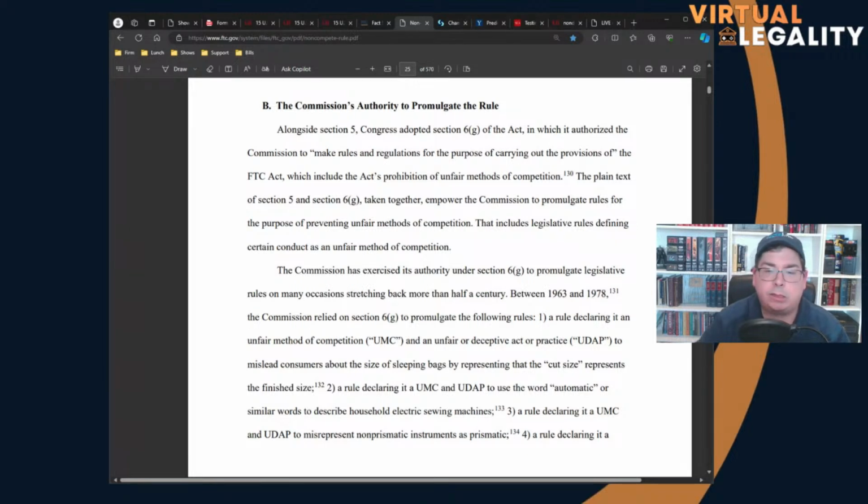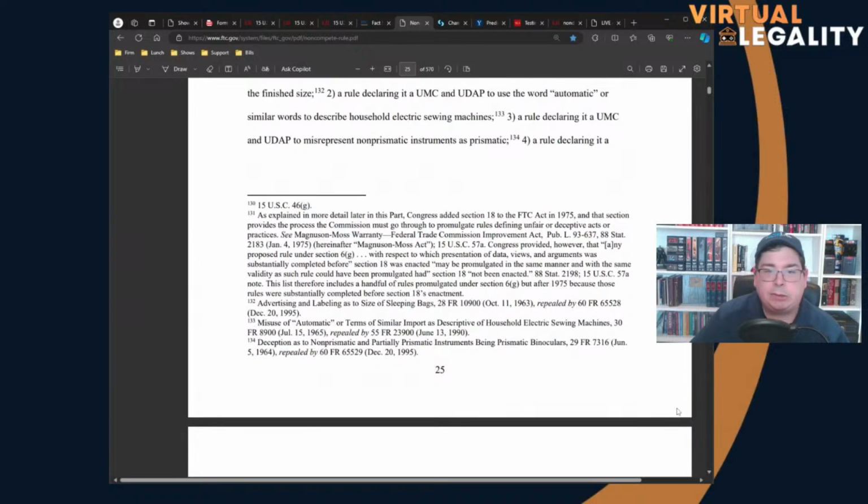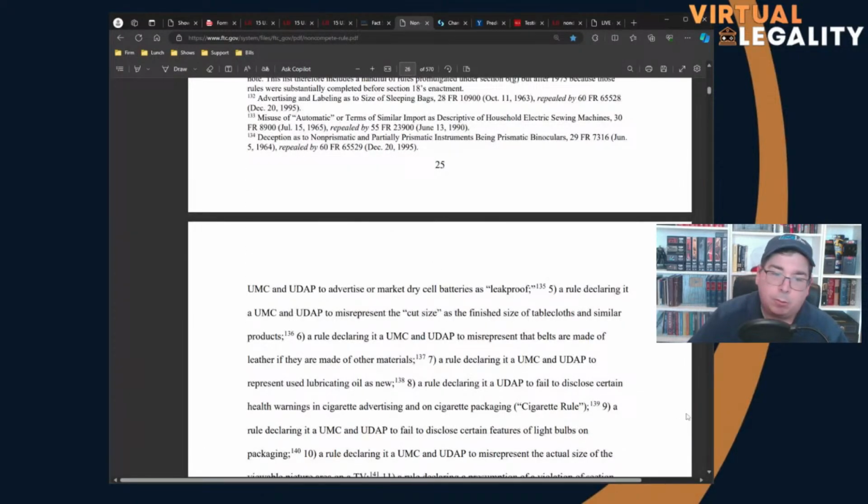The Commission has exercised its authority under Section 6(g) to promulgate legislative rules on many occasions, stretching back more than half a century. Between 1963 and 1978, the Commission relied on Section 6(g) to promulgate the following rules: a rule declaring it an unfair method of competition and an unfair or deceptive act or practice to mislead consumers about the size of sleeping bags by representing that the cut size represents the finished size; a rule declaring it a UMC, that's unfair method of competition, to use the word "automatic" or similar words to describe household electric sewing machines; a rule declaring it a UMC to misrepresent non-prismatic instruments as prismatic; a rule declaring it a UMC to advertise or market dry cell batteries as leak-proof; a rule declaring it a UMC to misrepresent the cut size as the finished size of tablecloths and similar products.